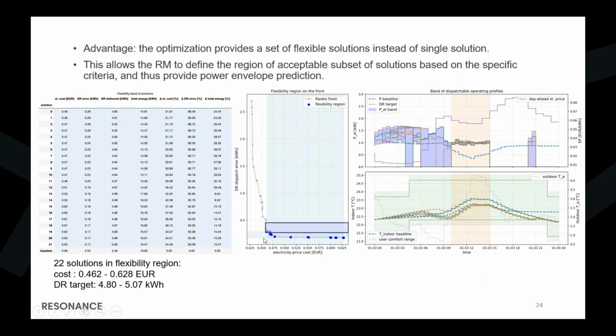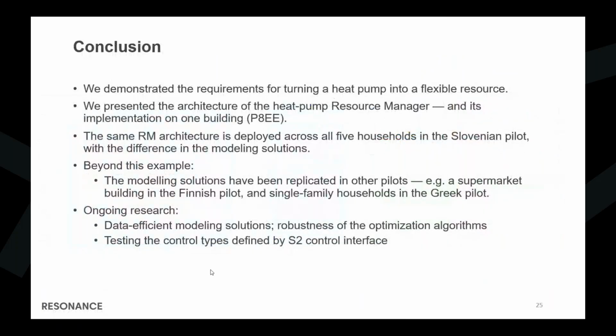And for this power envelope, or this favorable region of solutions, we can see that the cost varies between 1.44 and 1.63 euros, and the DR target is from 0.8 to 5 kilowatts. So that's it about this result.